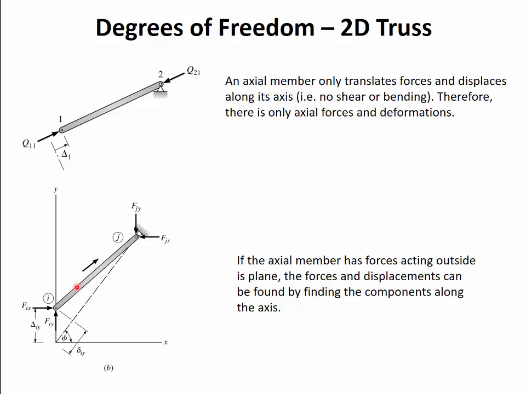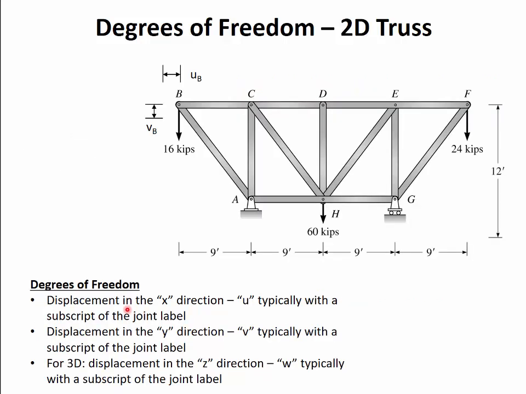So for a 2D truss, we only have degrees of freedom that are acting along the length of the member, but they're only acting in two directions. So only along the axis. Continuing that thought process, for our 2 degrees of freedom in a 2D truss, we only have displacements in two directions. We're not talking about rotations because we don't have moments. We're only talking about displacements. So we have two displacements.